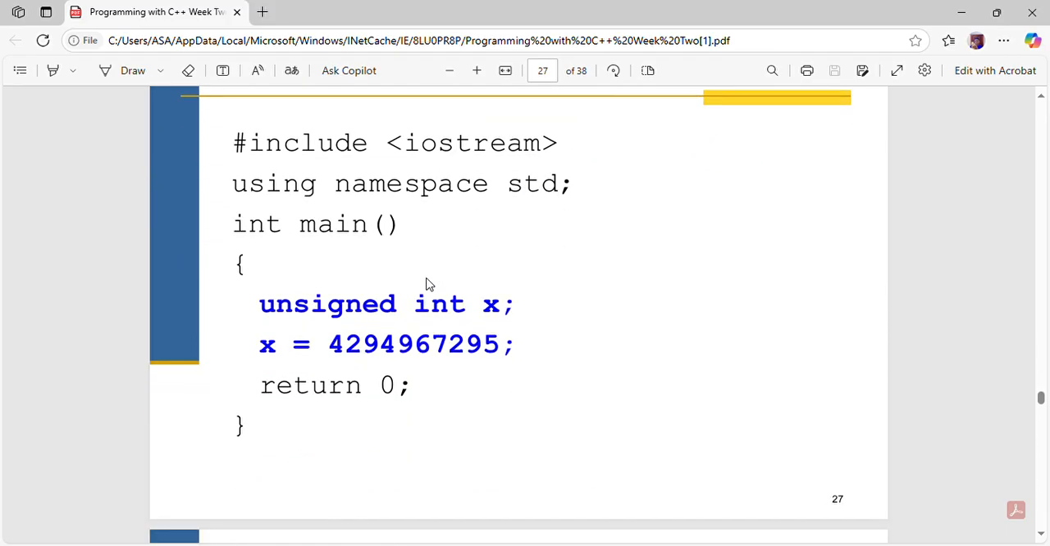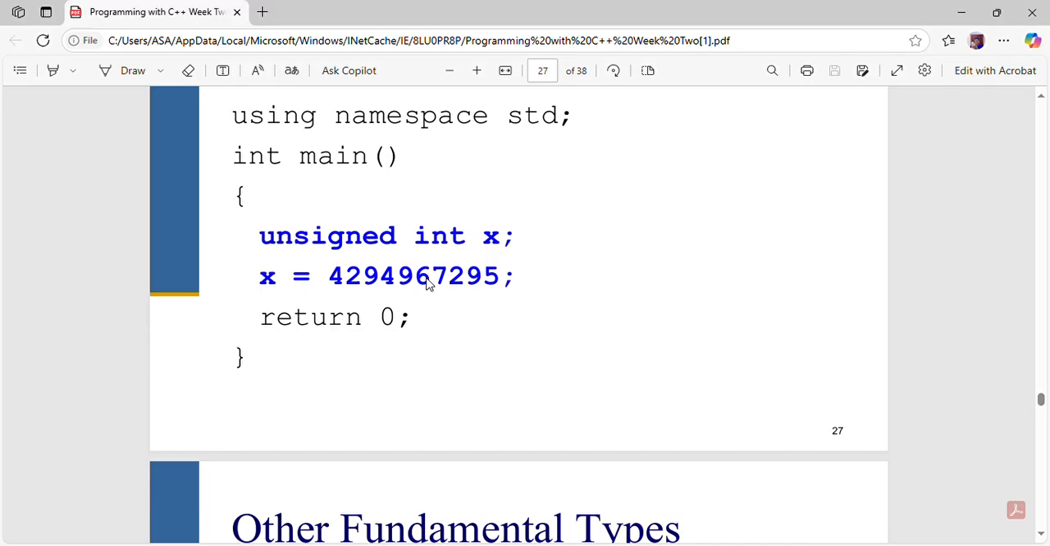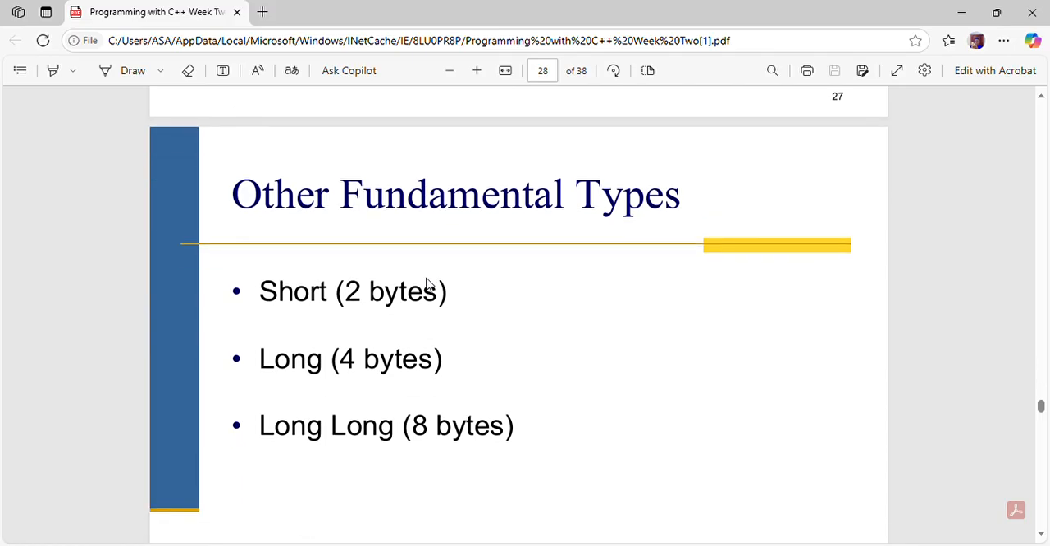Yes, we also have our main source code, and then unsigned int x equals 42. It is also a positive value because unsigned is basically known for representing positive values only. The sign also represents positive values and then negative values, but the unsigned cannot be used for negative values. Take note.